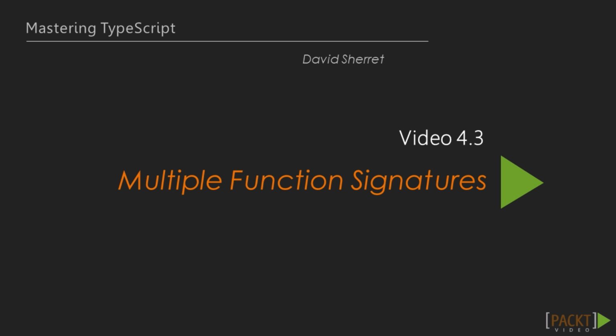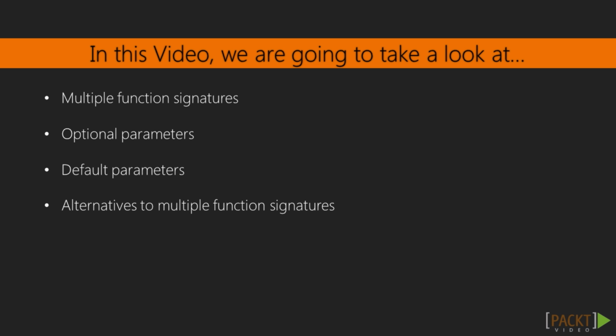In the previous video, we looked into using user-defined type guarding. In this video, we're going to keep working with the type system and look at how we can use multiple function signatures in TypeScript. Let's take a look at multiple function signatures, optional parameters, default parameters, and some alternatives we can use to multiple function signatures. Overall, we're going to step through an example to work through these topics.